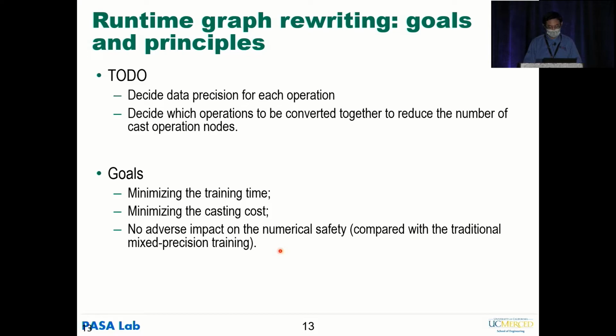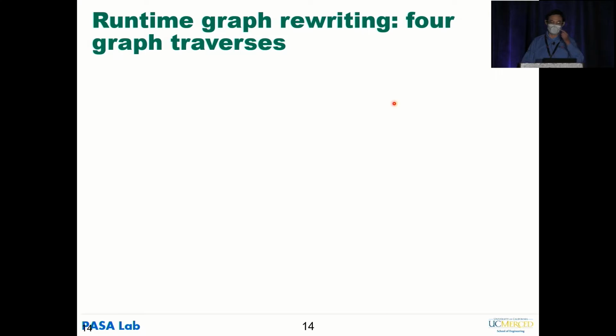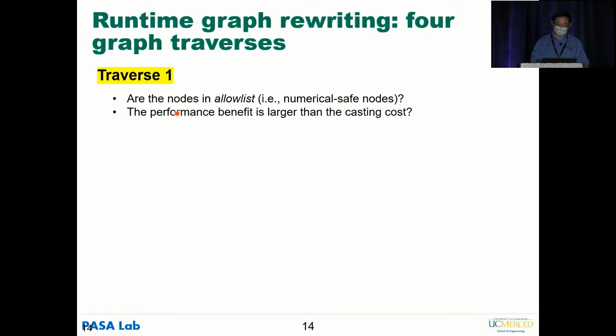So at runtime, we first use one iteration to collect the tensor shape or tensor size and the execution time of those tensors. And then we are going to rewrite the data flow graph using four passes. In the first pass, I'm going to examine every node in my data flow graph and see whether this node is in the allow list. And remember, a node in the allow list is treated as numerically safe. So we will use a performance model to decide if the benefit is going to be larger than the casting cost or not in the first traverse.